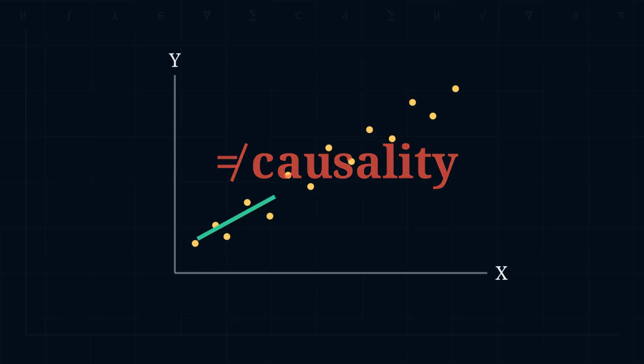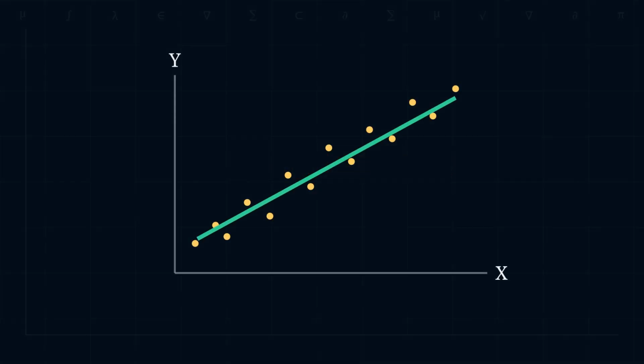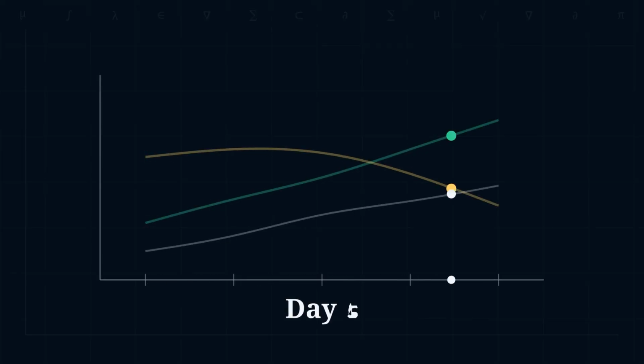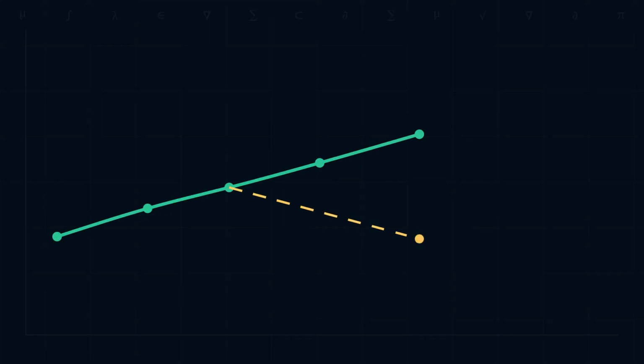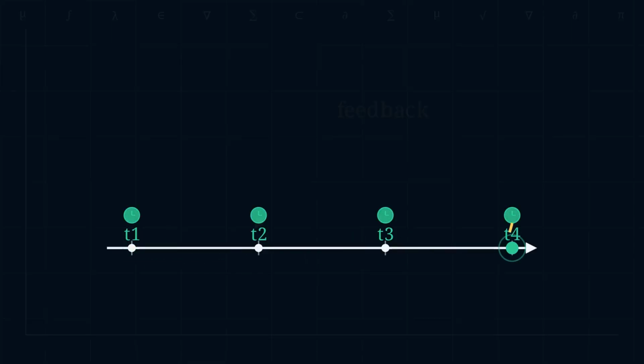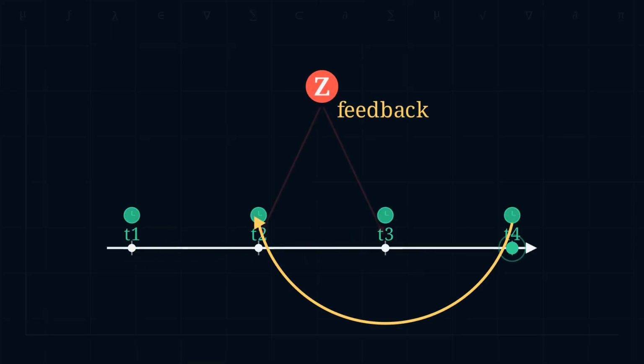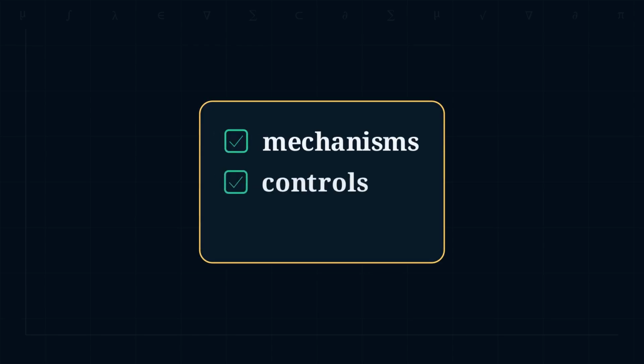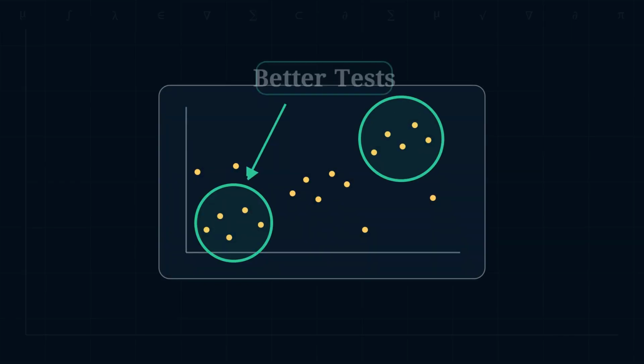A scatter plot does not grant you causality. It shows association and sometimes direction over time if you add arrows or animate points across days, but it cannot tell you what would have happened otherwise. Time order matters, feedback loops matter, and lurking variables matter. Seeing a clear association should trigger questions about mechanisms and controls, not declarations about cause. Use the plot to design better tests, not to pretend you have already run them.